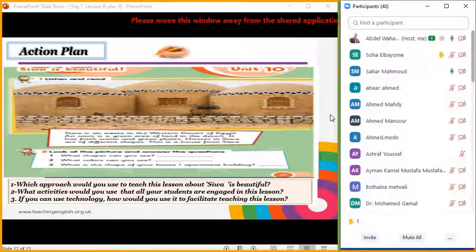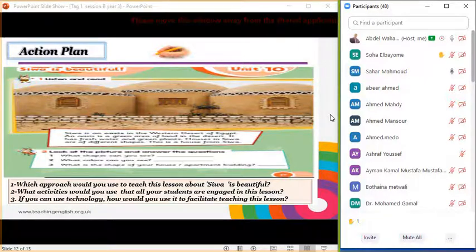Technology can be used here, either videos or PowerPoint presentations. Some aids can also be used away from technology, like flashcards or pictures. Another approach that can be used here is guided discovery.